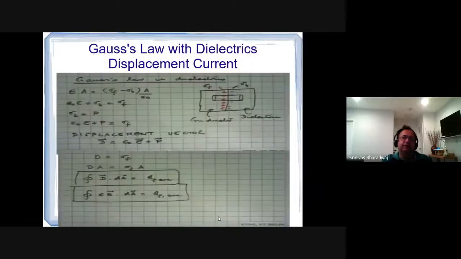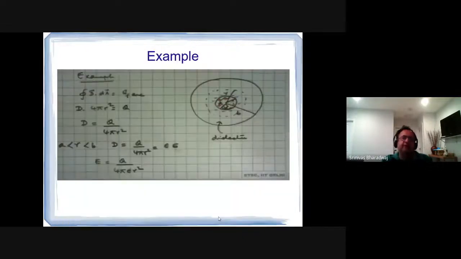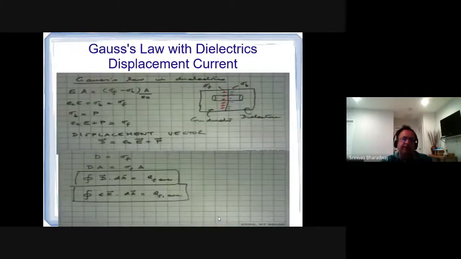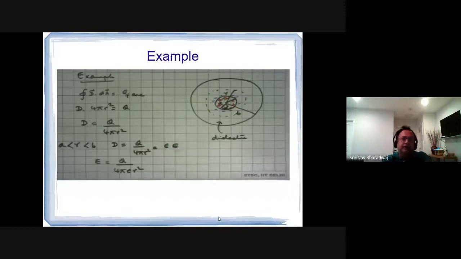When we deal with semiconductors, we'll take a look at that. So epsilon naught E plus P, you calculate. Instead of doing E dot dA, you do D dot dA when you apply Gauss's law to material inside a dielectric. So that is how you do it: D is equal to epsilon naught E plus P, and then using that you calculate D dot dA.